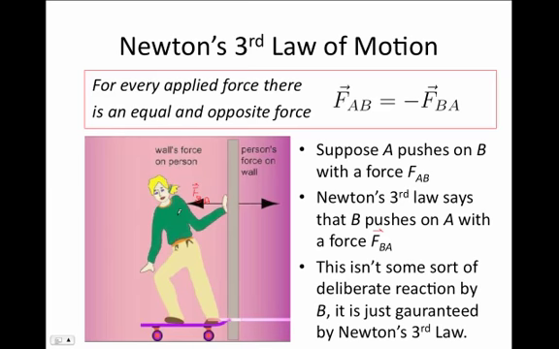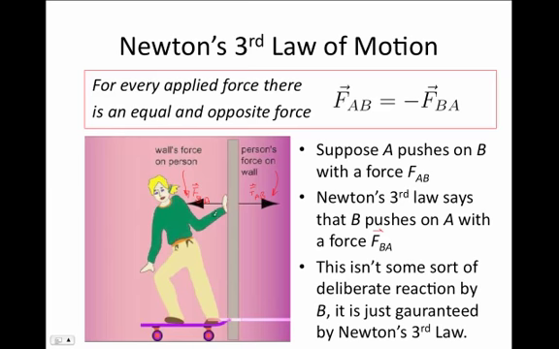For a girl pushing on a wall, this is F_AB. So the girl is pushing on the wall. This force vector is the girl acting on the wall. In other words, this is the force that the wall feels. This force vector is the force that the girl feels from the wall. And by Newton's third law, these are stated as being equal and opposite.